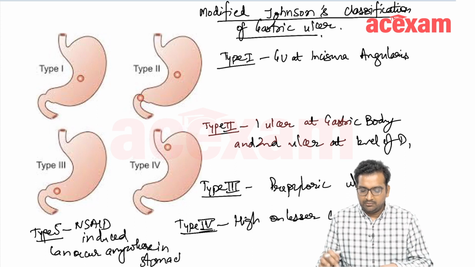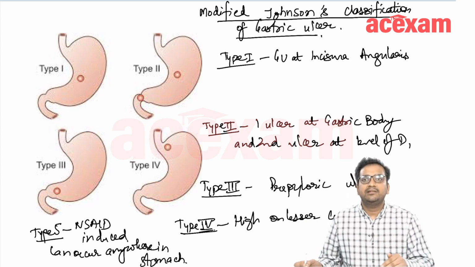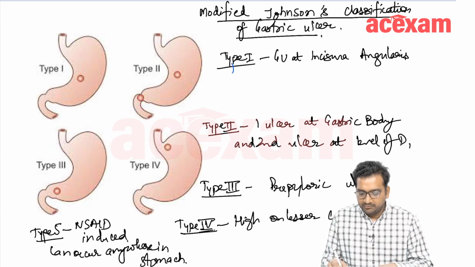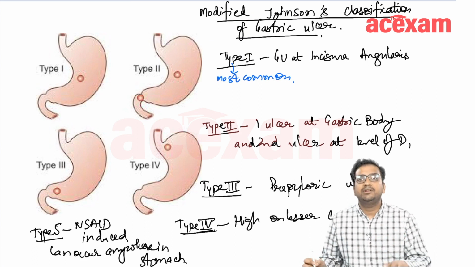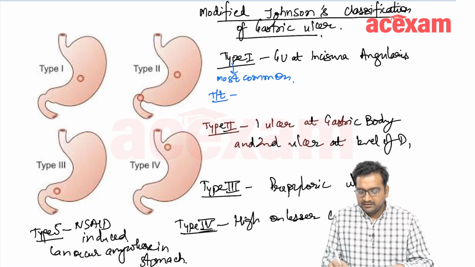Okay, now comes the next point. What is the most common type of gastric ulcer? Among all these, type 1 is the most common. Okay, I already told you that the ulcer at the level of incisura angularis is the most common type of gastric ulcer, which is type 1. Okay. What is the treatment for type 1 gastric ulcer? It is distal gastrectomy.